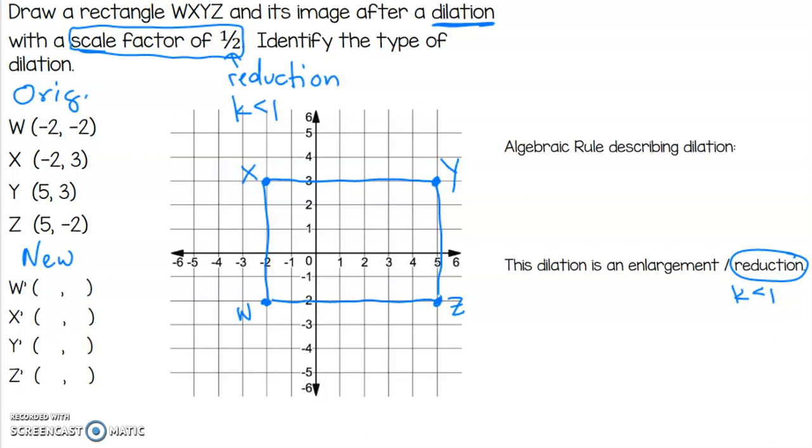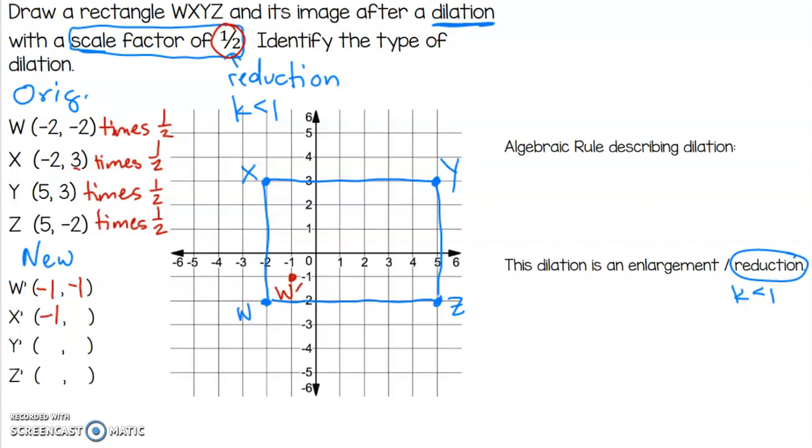Okay, all right, so let's look at how we create the new ones. Remember, dilations we multiply by the scale factor. The scale factor here is 1/2, so we are multiplying every ordered pair by 1/2. Multiplying every one of them because everything has to change the same amount. That's how we keep shapes similar, proportional. Okay, so 1/2 of -2 is -1. Half of -2 is -1. There's W prime, and I'll plot that, W prime.